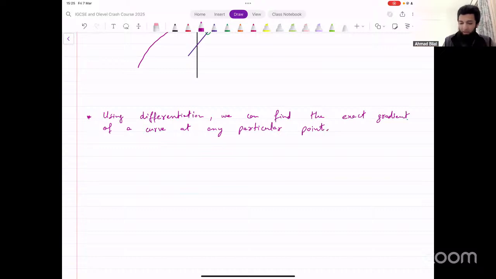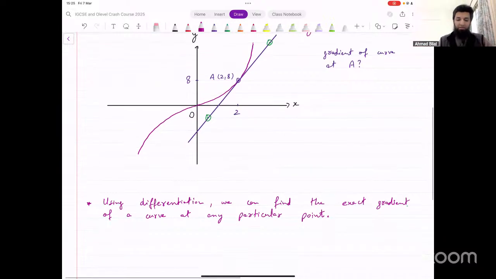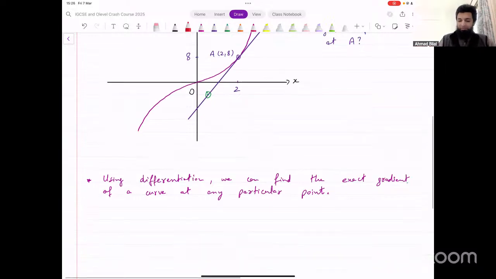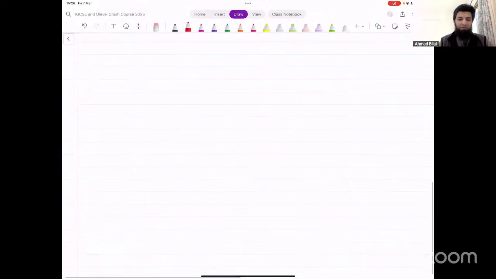Okay. Now, how is this going to be done? How do you find the gradient using differentiation? Let's understand that process. And then we'll come back to this example, how to find the gradient at this point without having to draw a tangent. But let's understand how the differentiation process works first of all. We have a general rule for differentiation that we will be using for all functions that we get in our syllabus.